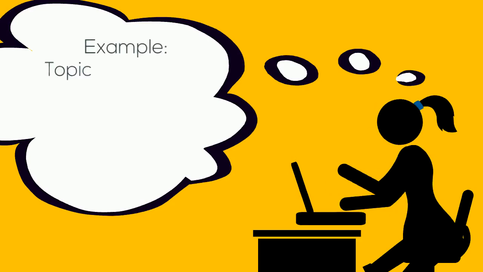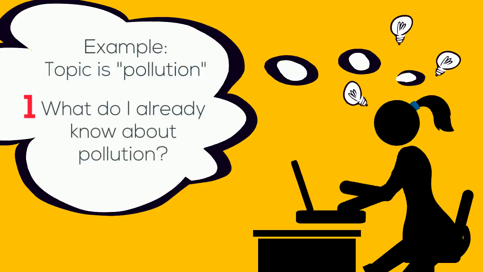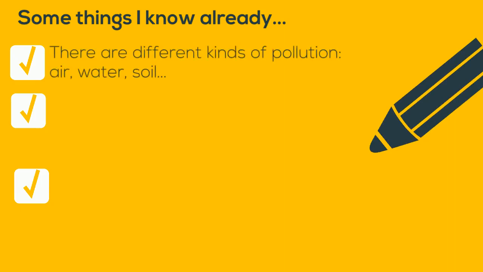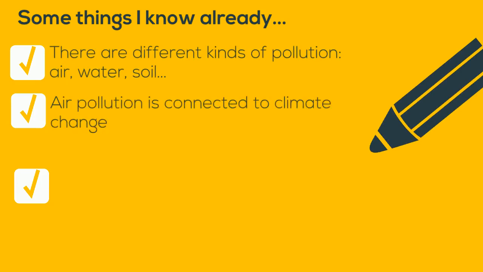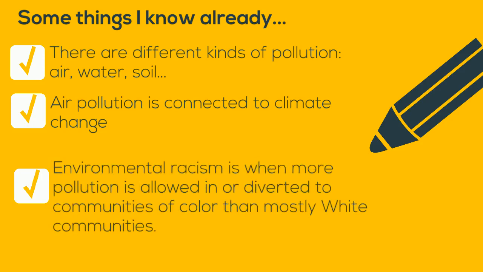For example, let's say my topic is pollution. My first step is to brainstorm what I already know about pollution. Some things I know already are there are different kinds of pollution: air, water, soil. I know that air pollution is connected to climate change. And I've heard the term environmental racism, referring to when more pollution is allowed in or diverted to communities of color than mostly white communities.